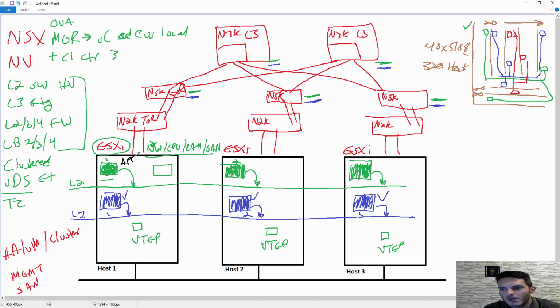VM1 is the app, and VM2 or VM1 in the green VLAN is the application, and VM1 in the blue VLAN is the database. Well, this guy needs to be able to talk to this guy. Normally, VM1 would have to go up to the layer 3 gateway and then back down the infrastructure to talk to the blue VLAN to talk to the database server. Well, that's not the case anymore.